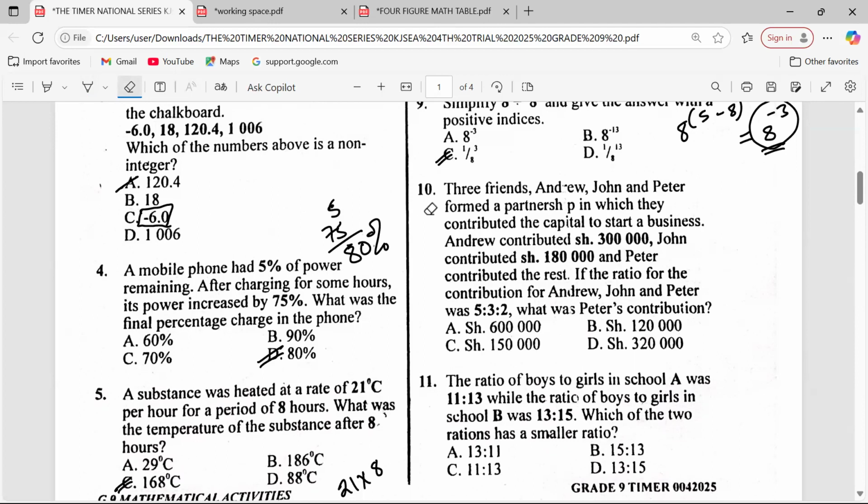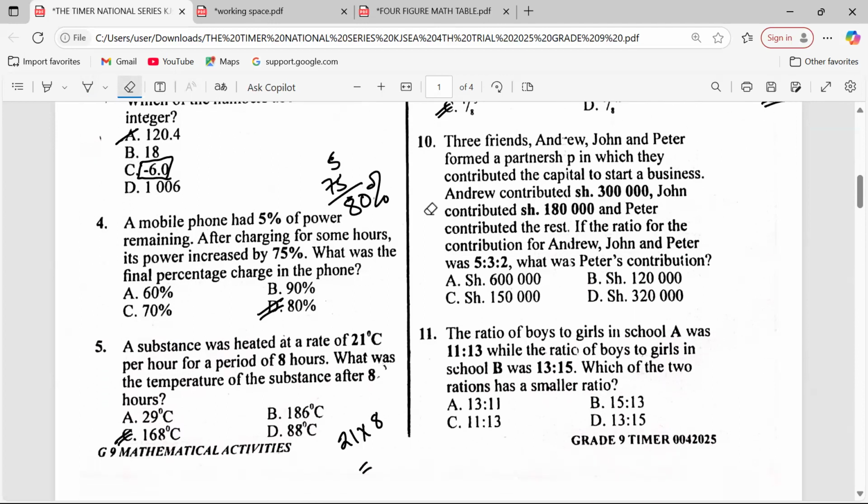And we have already done it. So that is it. Let's look at number 10. Andrew, John, and Peter formed a partnership in which they contributed the capital to start a business. Andrew contributed 300,000. John contributed 180,000, and then Peter contributed the rest. If the ratio of the contribution for Andrew, John, and Peter was 5:3:2, what was Peter's contribution?